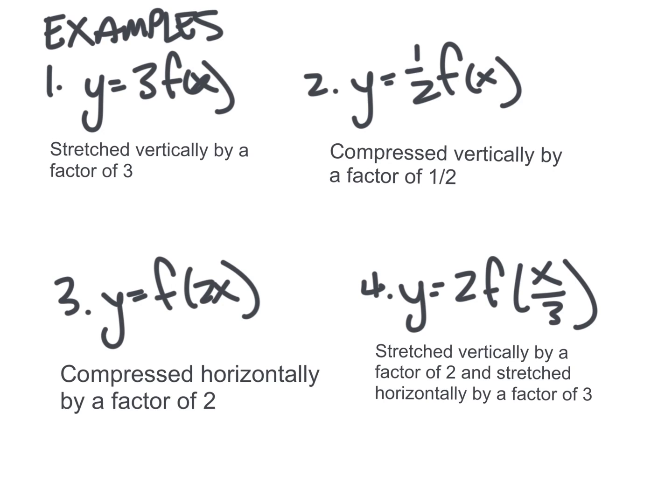All right, so in this first one, this was stretched vertically by a factor of 3, since the 3 is multiplying the function. Compressed vertically by 1/2 here. Now, whenever we had the 2 inside, this was compressed horizontally, right? We compress whenever this number is bigger than 1. Now this one was stretched vertically by a factor of 2, and it was also stretched horizontally by a factor of 3, because this is between 0 and 1.